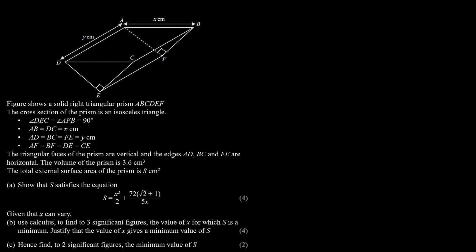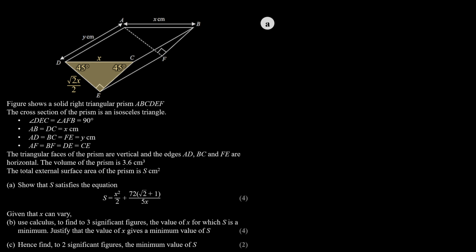The diagram shows a triangular prism where the cross-section of the prism is an isosceles triangle, thus angles CDE and DCE are 45 degrees. In this special triangle, when the hypotenuse is x centimeters, the shorter sides are root 2x over 2. It is given that the volume of the prism is 3.6.